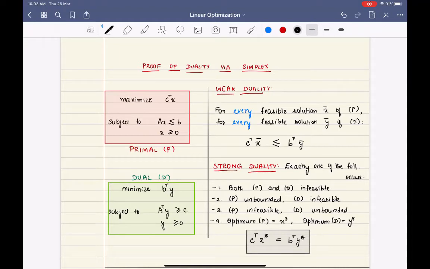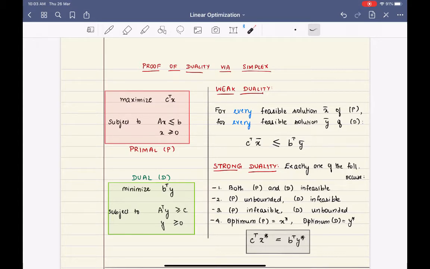In the last two videos, we have been seeing this notion of primal and dual and the two duality theorems, the weak duality and the strong duality. So in today's video, we will be seeing a proof of duality making use of the simplex method.